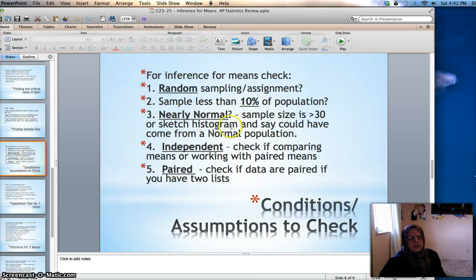I think I forgot to mention that here. I accidentally skipped over the nearly normal condition. The nearly normal condition is that the sample size is greater than 30, so that the distribution has a chance to get normal-ish, right? Or you could sketch a histogram and say that the sample could have come from a normal population. We're not checking if the sample itself is normal, we're checking if it could have come from a normal population. So be sure to state that.